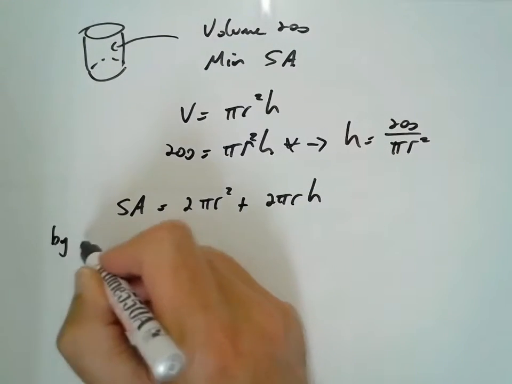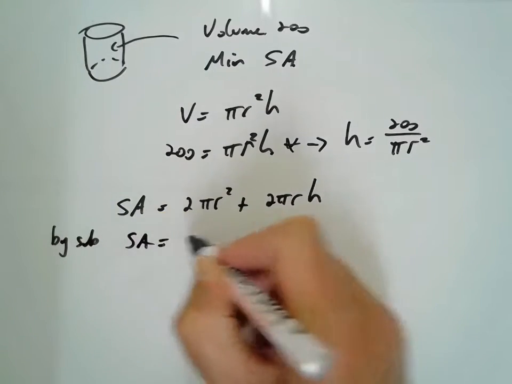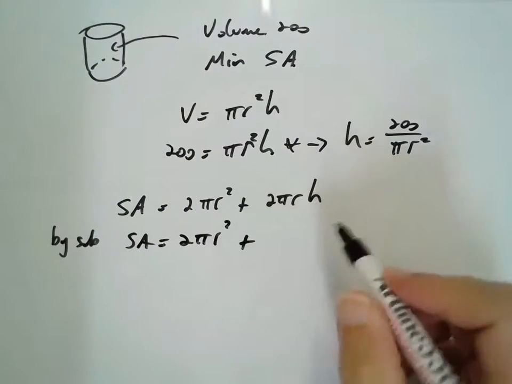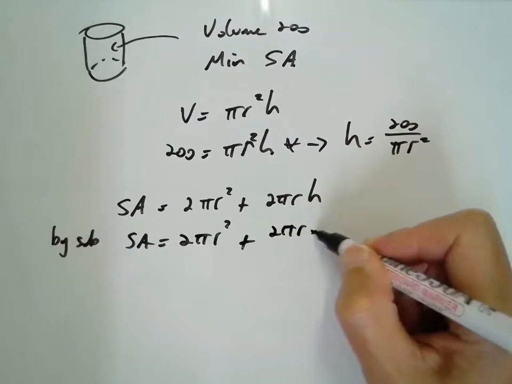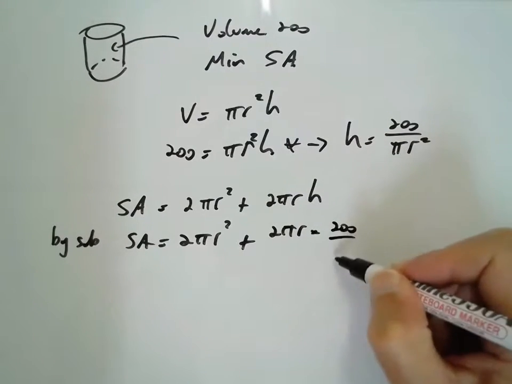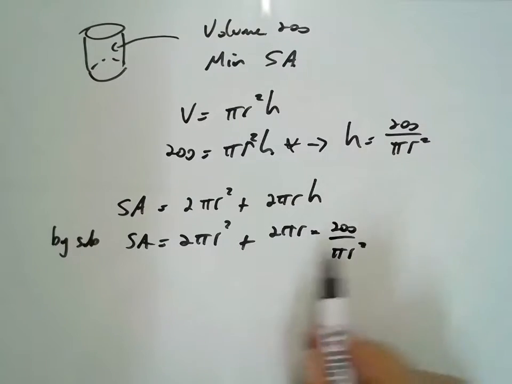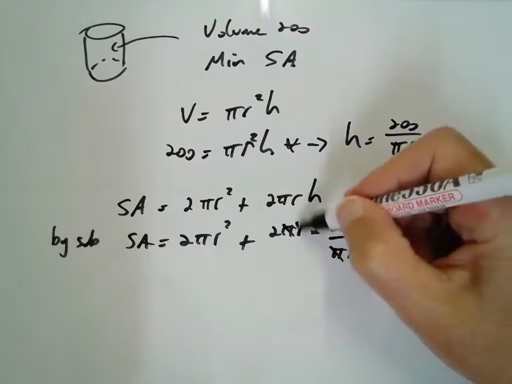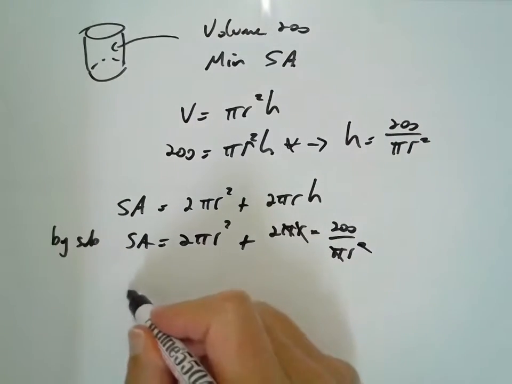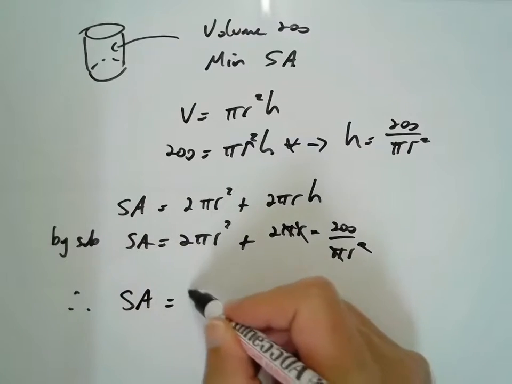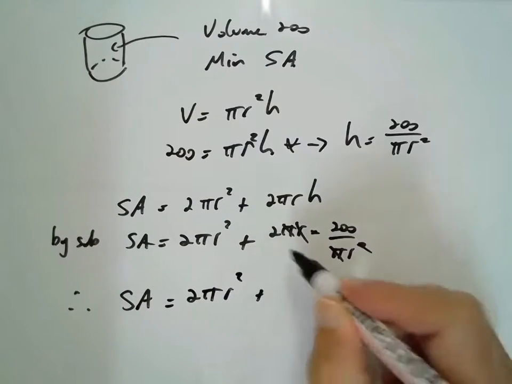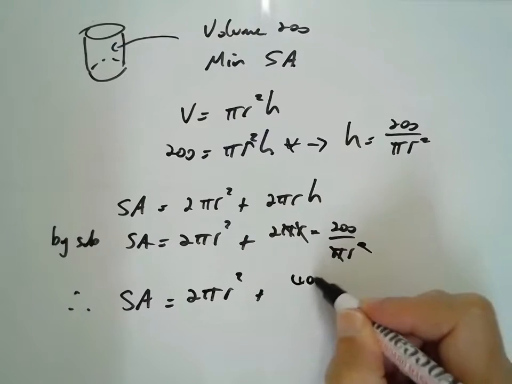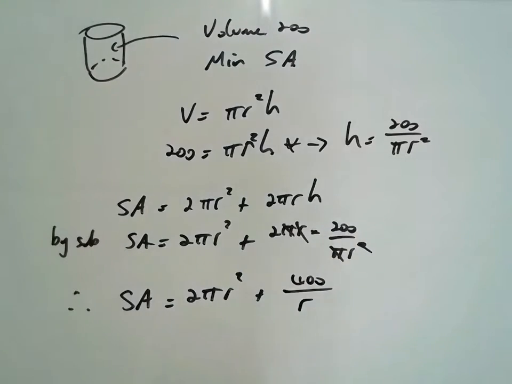So by substitution, surface area equals 2 pi r squared plus 2 pi r times h, which is 200 on pi r squared. I've written that in a way that makes it easy for me to cross out my pi's and cross out my r's. So 2 pi r squared plus 2 times 200 is 400 on r. So that's a function for surface area, just in terms of r.